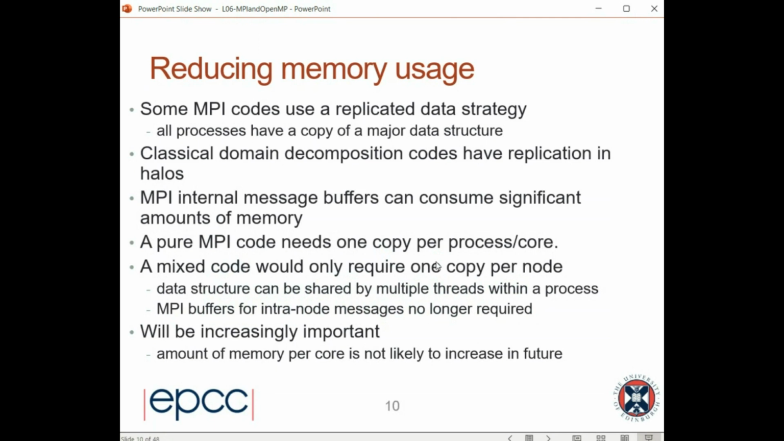On ARCHER2, the amount of memory per node has gone up by a factor of 4. We have 128 cores per node, but the memory's only gone up by a factor of 4, while the number of cores has gone up by a factor of about 5 or 6. So we have only 2 gigabytes, not 2.5. And that's going to get more extreme in the future. So we expect that the amount of memory per core is going to get less, and so these issues of limited memory will become more severe.